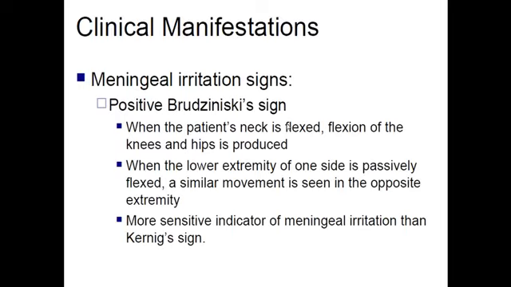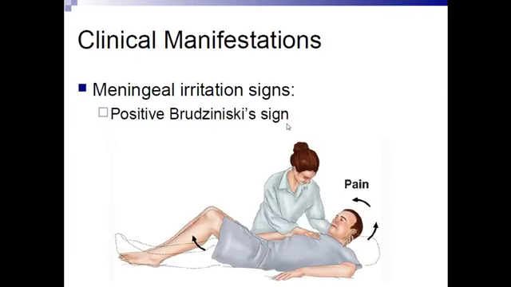Meningeal irritation signs: positive Brudzinski sign. When the patient's neck is flexed, flexion of the knees and hip is produced. When the lower extremity of one side is passively flexed, a similar movement is seen in the opposite extremity. It is a more sensitive indicator of meningeal irritation than Kernig's sign. A positive Brudzinski sign is really a sensitive sign for meningeal irritation. This is the figure showing a positive Brudzinski sign. How can we elicit a Brudzinski sign? Look, flexion will cause pain and there will be flexion in the upper part of the legs here.